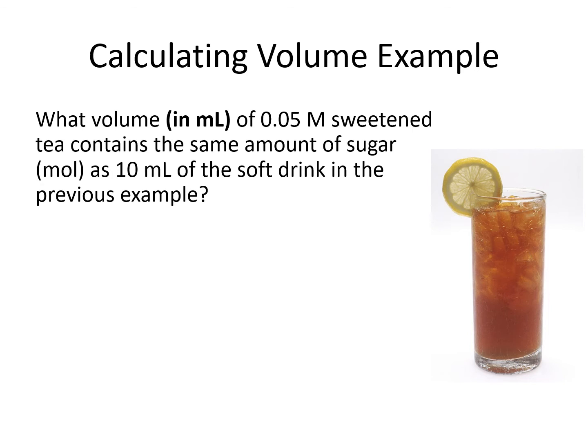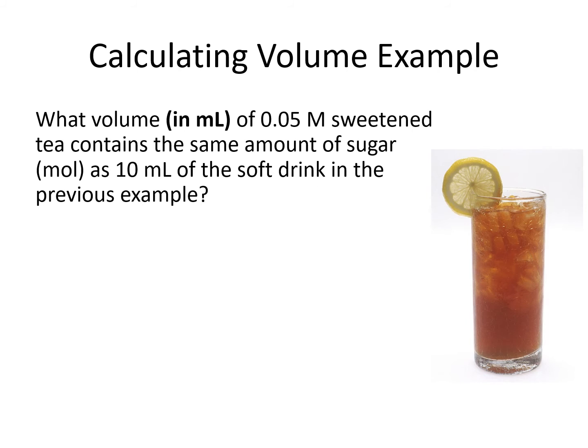In our third calculational example, which is based on the previous ones, we have some sweet tea, and it has a different concentration compared to the concentration of sugar in the soda. So its concentration of sugar is 0.05 molar. We want to find what volume of the sweet tea we're allowed to drink in order to give us that same concentration of the sip of soft drink from the previous example.